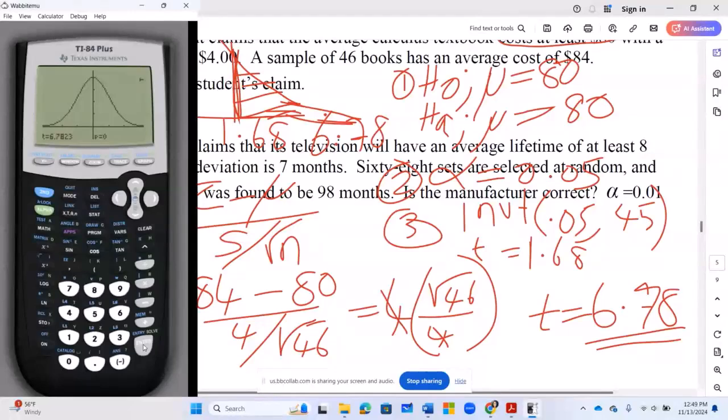P-value is less than alpha, so we reject the null. If p-value is greater than alpha, we will accept the null. If t falls into the acceptance region, we shall accept the null. But t did not fall into the acceptance region. That's why we rejected the null hypothesis. And therefore, the average calculus textbook costs more than $80.